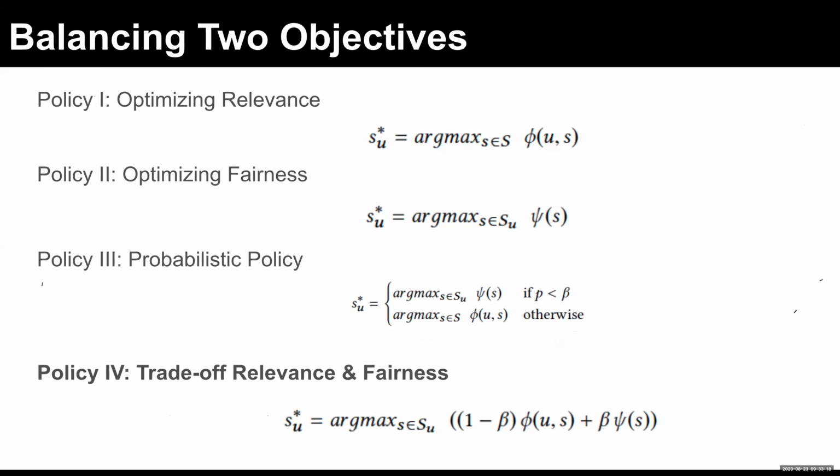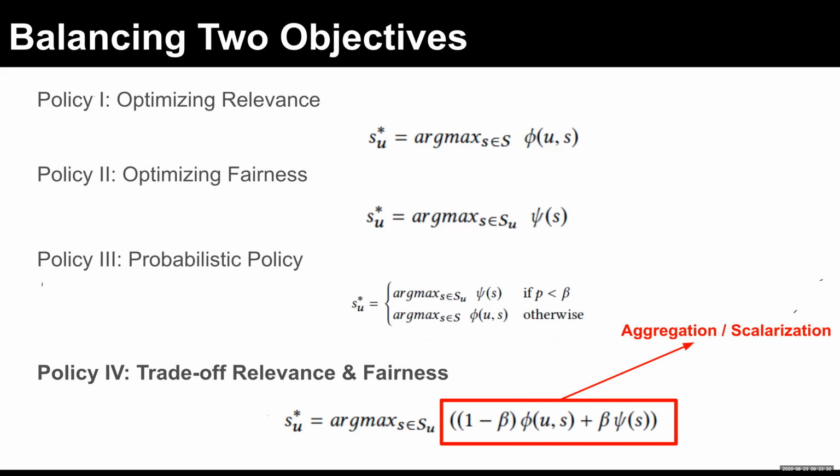Or we can instead do very naive multi-objective in each session. In each session, I'm going to consider both the relevance and the fairness scores, and then combine them in some way. And this naive combination is the simplest way of aggregation, right? Aggregation is very easily an average function. A weighted sum is an aggregation function.